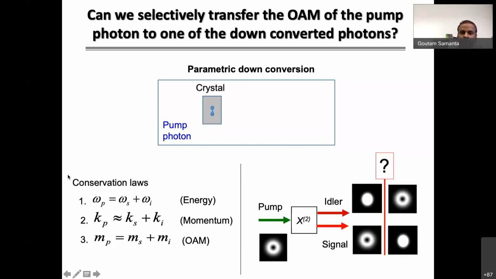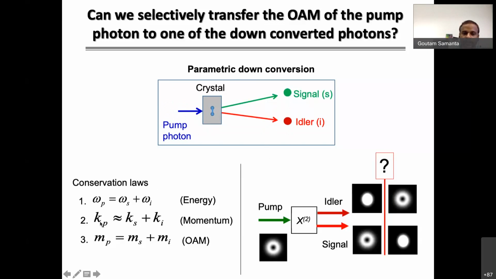That is also possible, and it is called parametric down conversion. The previous case was parametric up conversion; this is down conversion. This cartoon shows a pump photon going into the nonlinear crystal. After the dipole oscillation, it produces two new photons whose energy is conserved. The pump energy has to equal the sum of the energies of the generated photons. One is called signal, and the other is called idler.